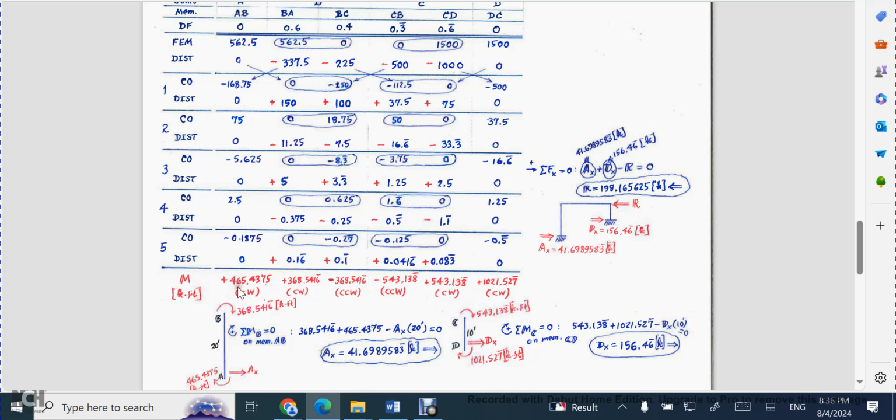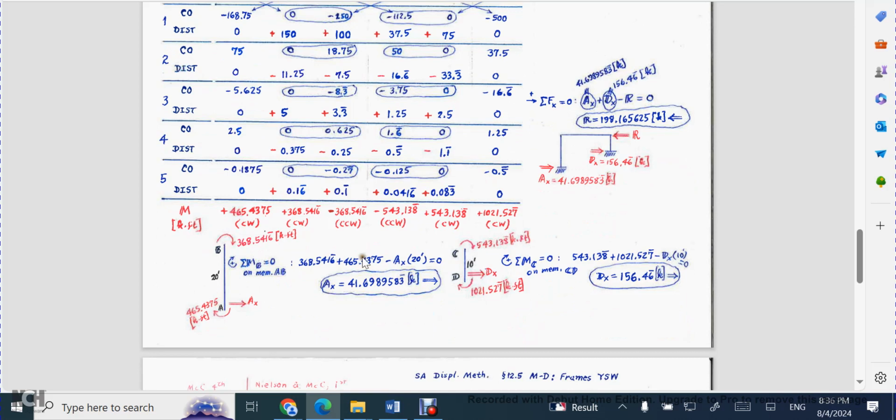So at end A, you have clockwise acting 465.44 roughly kip feet, and so on and so forth. Then you go through your statics one more time. And notice that I'm double barring everything just to distinguish these values from the previous ones so we don't get confused. And so your double-bar AX reaction is about 41.7 kips going off to the right. And your double-bar DX reaction is about 156.5 kips going to the right.